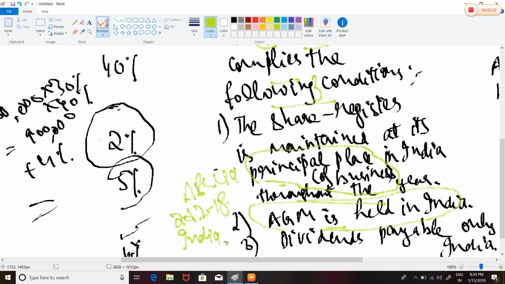So that's why. Now, what's the principal place of business? A principal place of business is the place where it is doing majorly business. I hope you got it. Let's say ABC Limited is a foreign company. Its headquarters is in New Delhi. It will be considered to be a domestic company if its share register is maintained there.